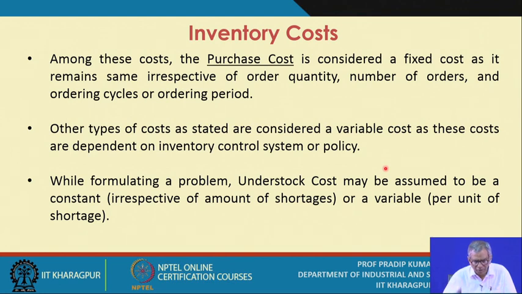So if you change the inventory control system, usually the variable cost part may change. While formulating a problem, understock cost may be assumed to be a constant irrespective of the amount of shortages. There are cases of a fixed out of stock cost. That means for all practical purposes, whether there is a shortage of 10 units or 100 units, the understock cost you bear remains the same. But alternatively, it may be considered as variable, that means on a per unit basis.